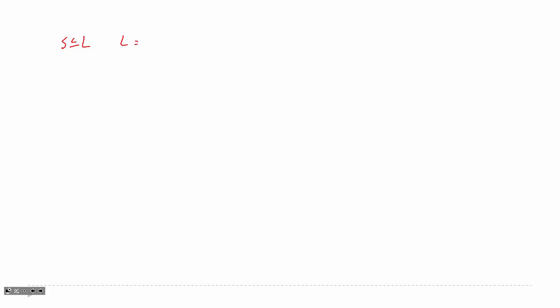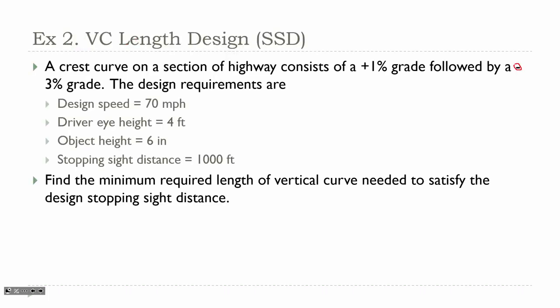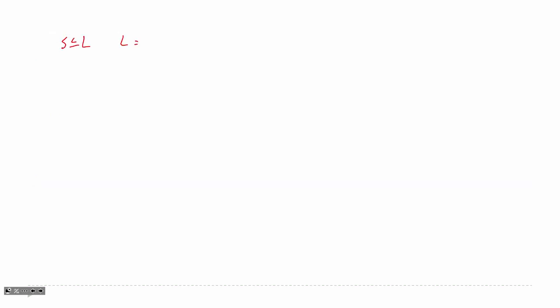Is this a crest curve or a sag curve? We have positive 1 followed by a negative 3%. So this gives us an A equal to 4, because A is the algebraic difference, not as a percentage, but as a whole number. This is a common mistake on problems in 342, converting that to a decimal. So we want that to be a whole number.